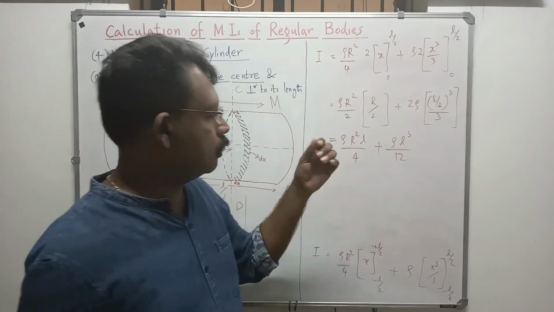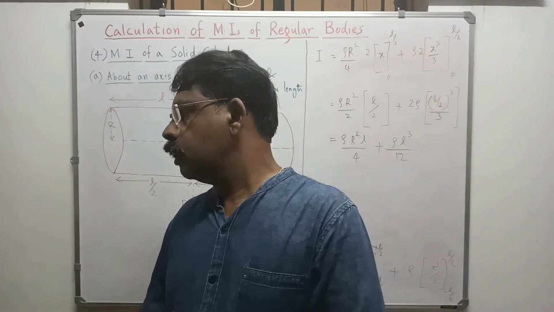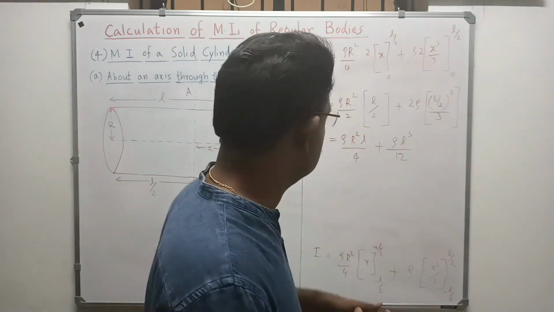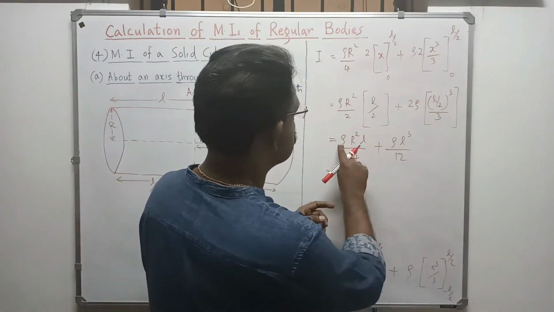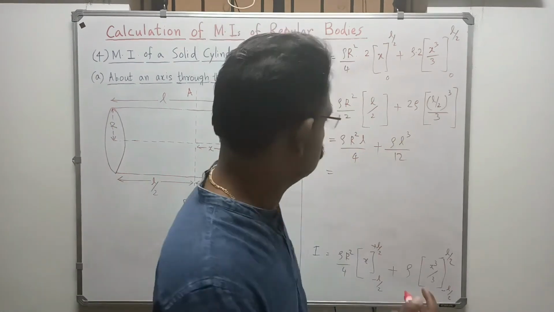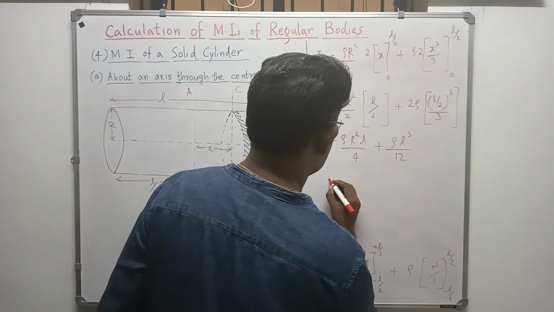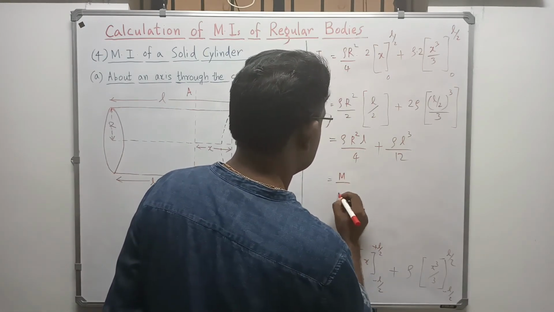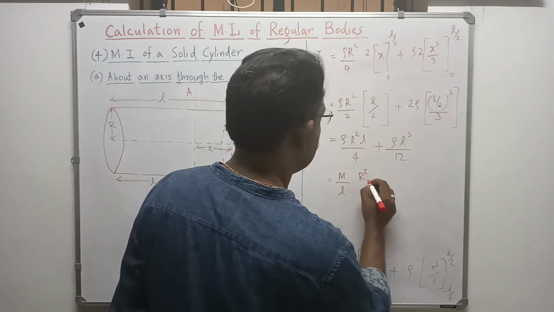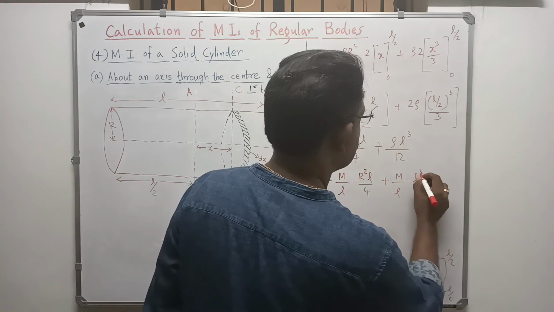Now we can substitute for this rho. So what is rho? Rho is m by L. Rho is nothing but linear density, the mass per unit length. So I can write here, rho is m by L. So I can write m by L r squared L by 4 plus m by L L cube by 12.